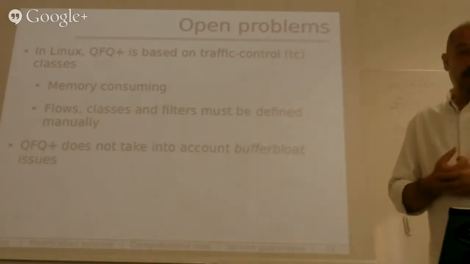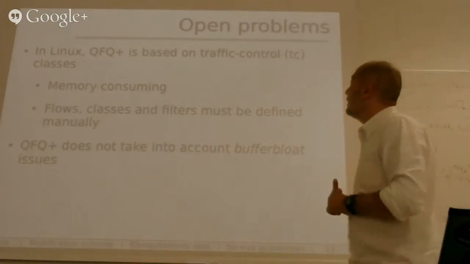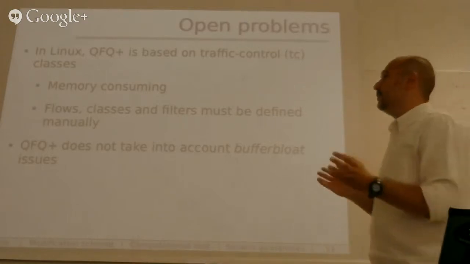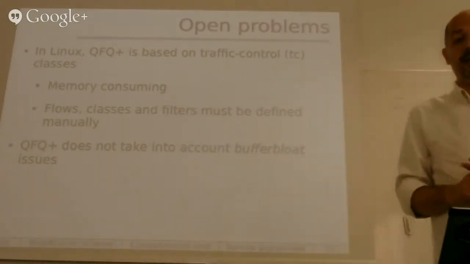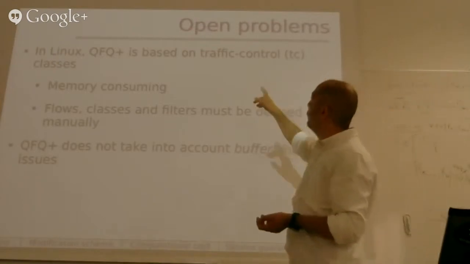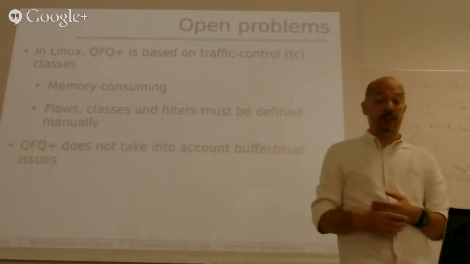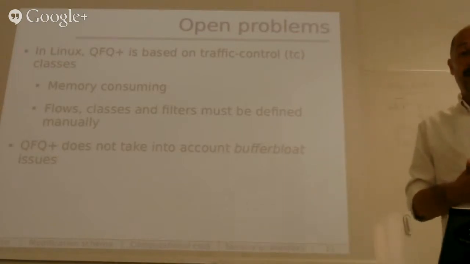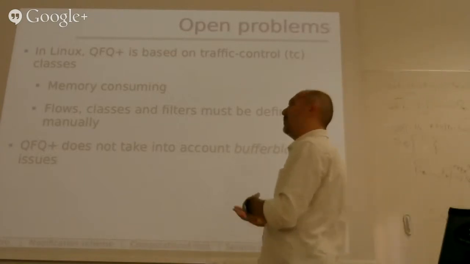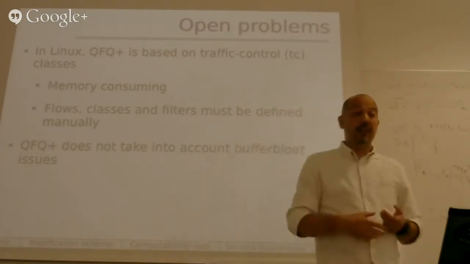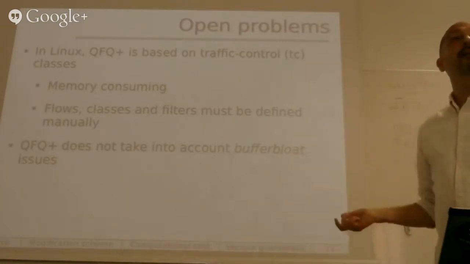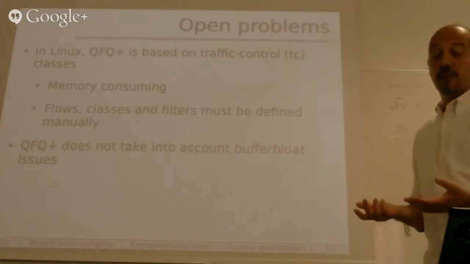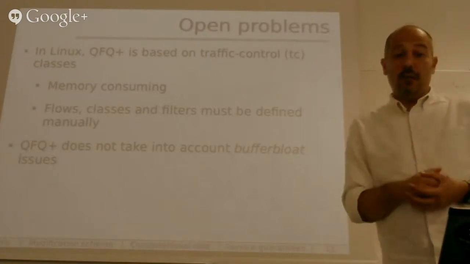Open problems. One of the problems with QFQ Plus is that, okay, it depends on the point of view. This may be a problem. It is based on the classes provided by the traffic control infrastructure of Linux. This infrastructure is memory consuming. The state to keep for every flow or class is relatively large. And the other problem is that flows, classes, filters, and whatever must be defined manually. And it's not automatic. So this is one of the open problems.